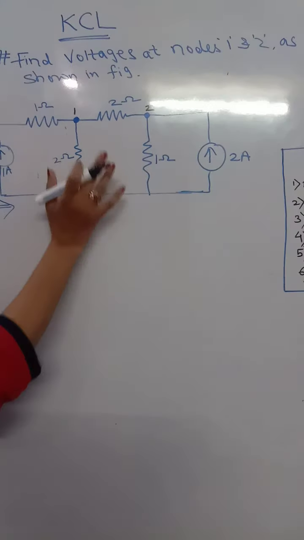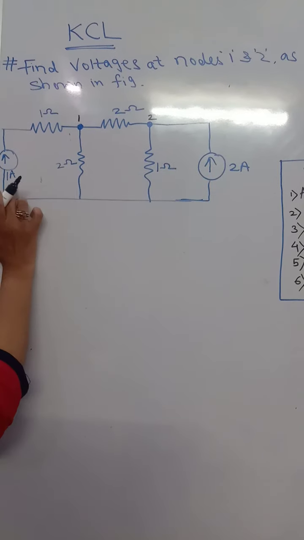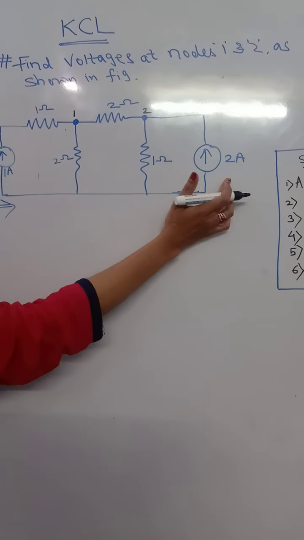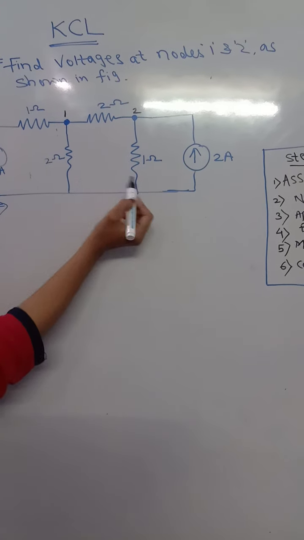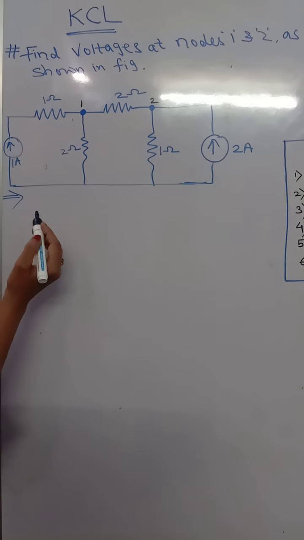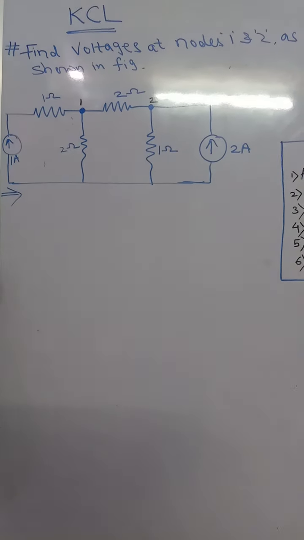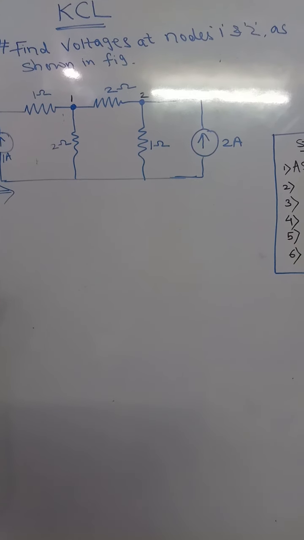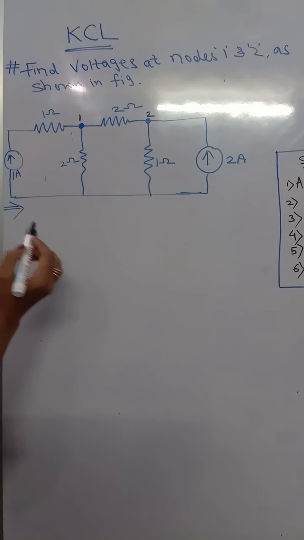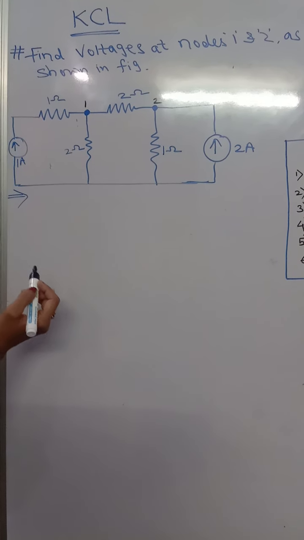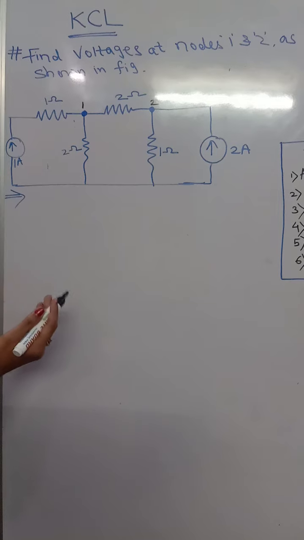If you observe, two currents are there. First is the 1 ampere, second is the 2 ampere, and the resistors are there: 1 ohm, 2 ohm, 2 ohm and the 1 ohm. Here we are interested to calculate the voltages. So be focused on Kirchhoff's current law. We are interested to find out the node voltages, or the potentials.